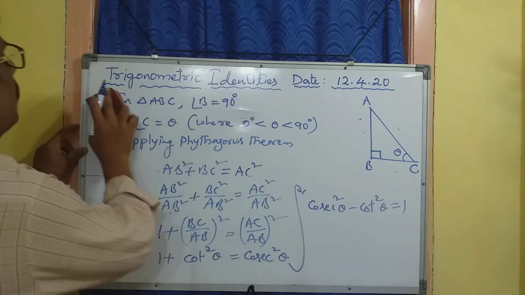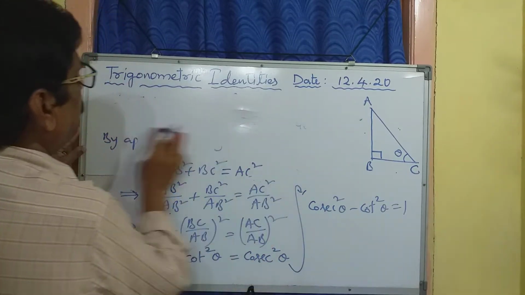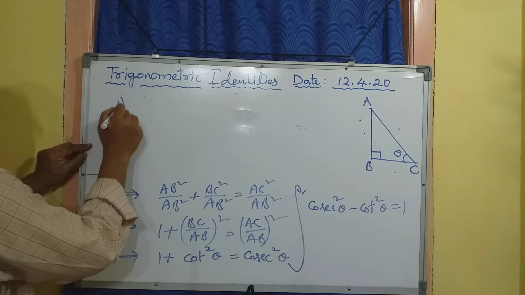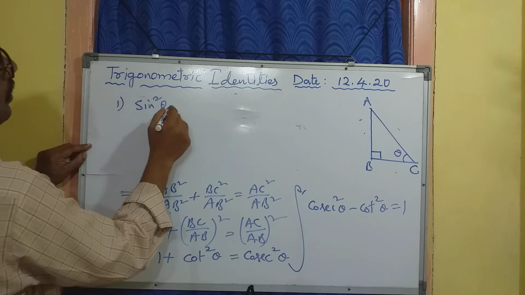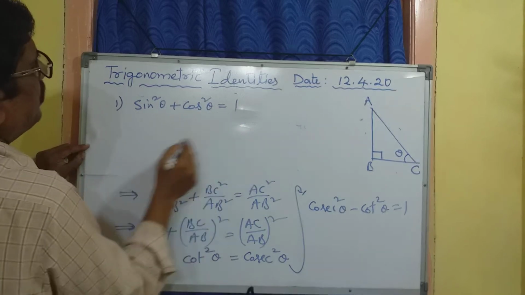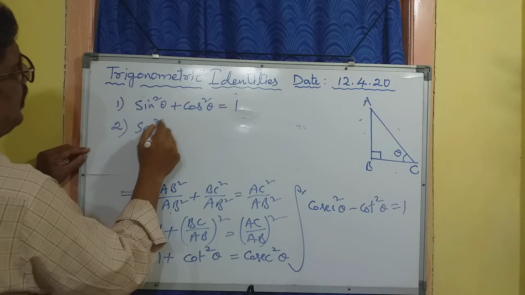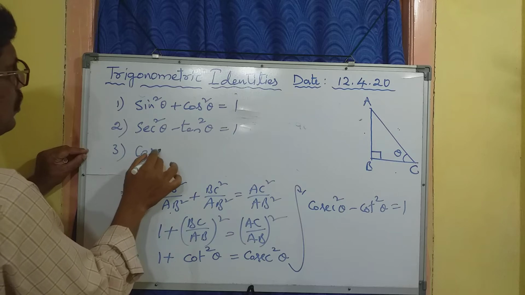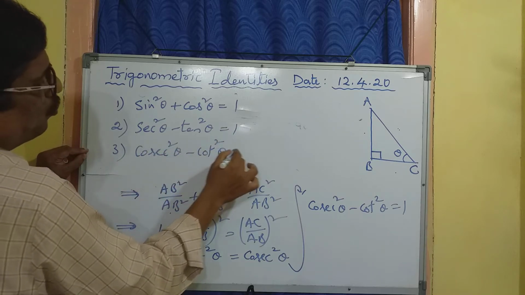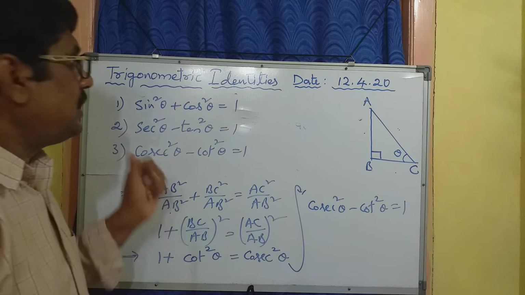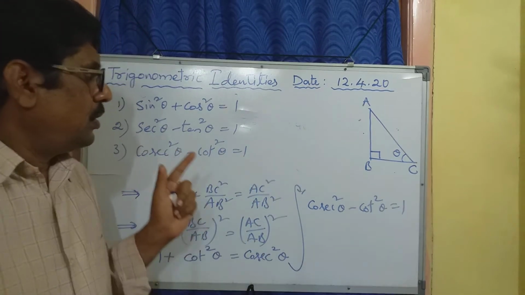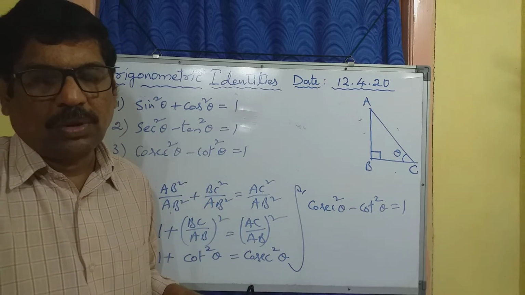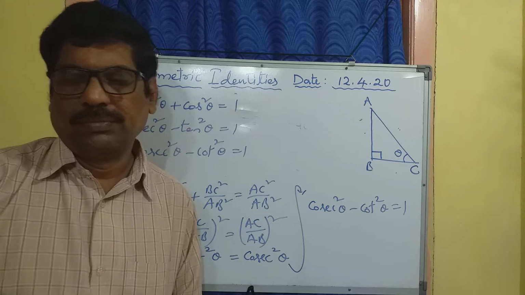Let us list out all the three identities once again. The first identity is sine square theta plus cos square theta is equal to 1. The second one is secant square theta minus tan square theta is equal to 1. And the third one is cosecant square theta minus cot square theta is equal to 1. These are the three trigonometric identities. These are very important, and by using these three identities we can solve the problems from exercise 8.4.